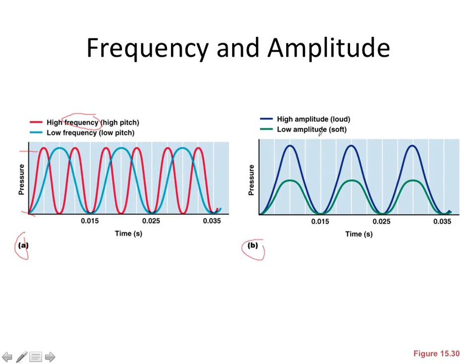In B, the frequency is the same. If we measure, the frequency is the same, however, we can see the amplitude is different. Here we can see the green sound has a lower amplitude than the blue sound. That means the green sound has a lower energy than the blue sound. So if we hear this sound, we will hear the green sound is weaker than the blue sound.